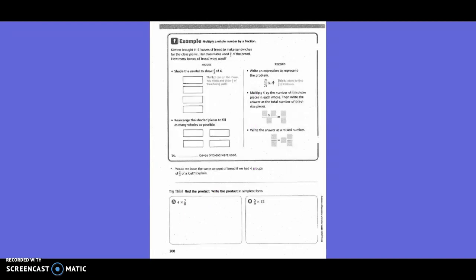Example, multiply a whole number by a fraction. Kirsten brought in 4 loaves of bread to make sandwiches for the class picnic. Her classmates used 2/3 of the bread. How many loaves of bread were used? So shade the model. They gave us 4 big pieces. How many pieces do I need to break each one of those into? 3. Then, of each of those 3 pieces, how many do I color? 2.